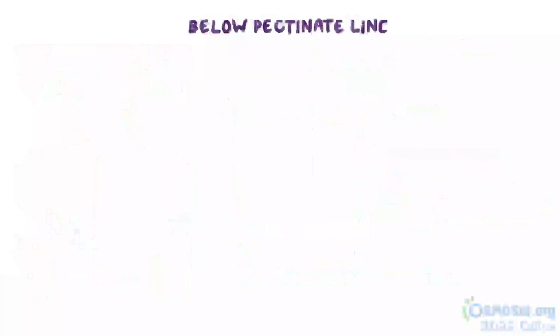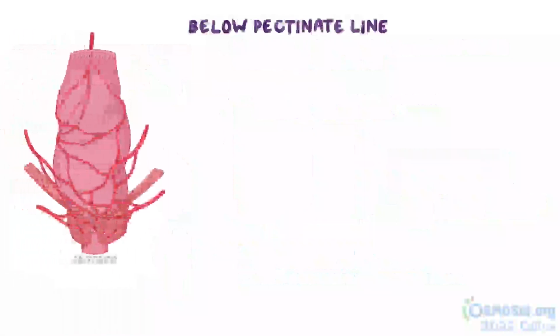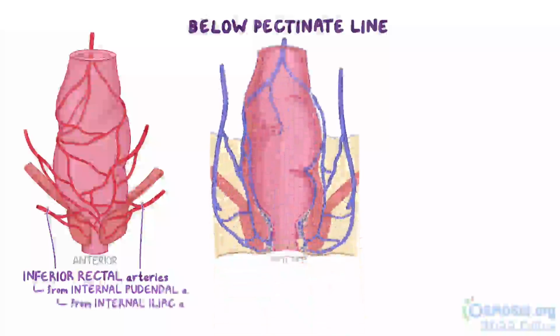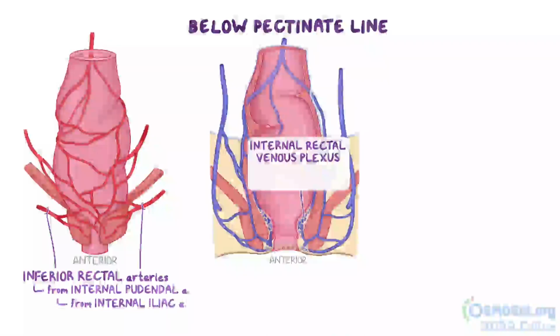Below the pectinate line, the arterial supply comes from the two inferior rectal arteries, which are branches from the internal pudendal arteries, which come from the internal iliac arteries. The internal rectal venous plexus also drains the lower part of the anal canal. However, instead of traveling to the portal venous system, it drains into the systemic venous system.